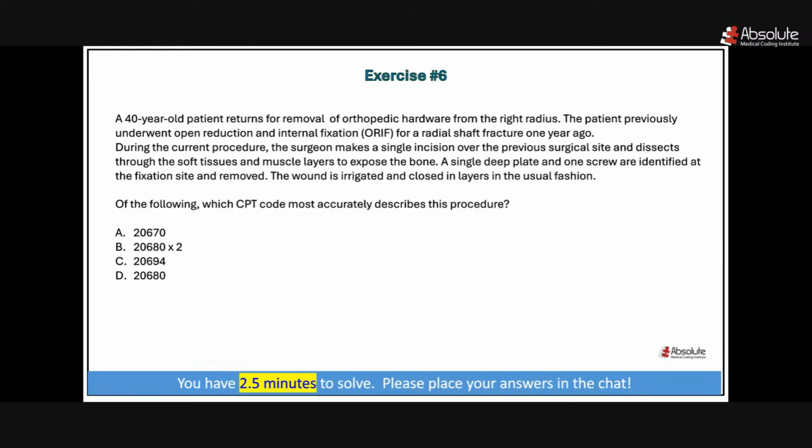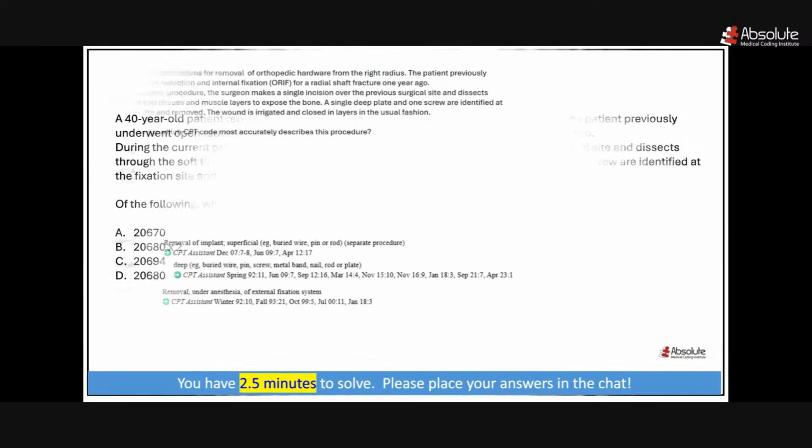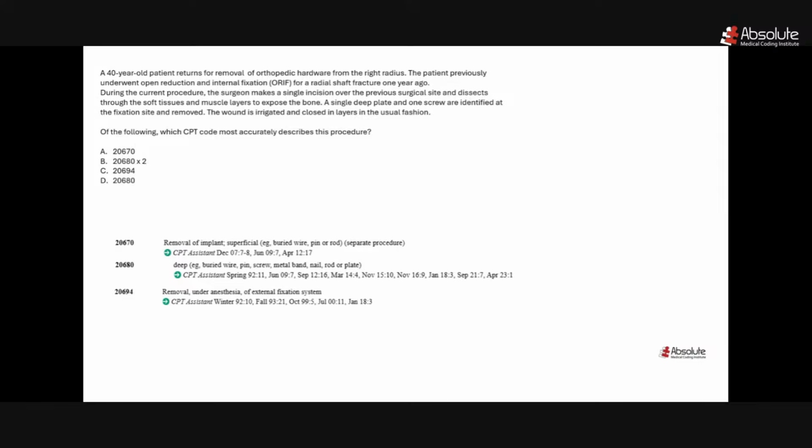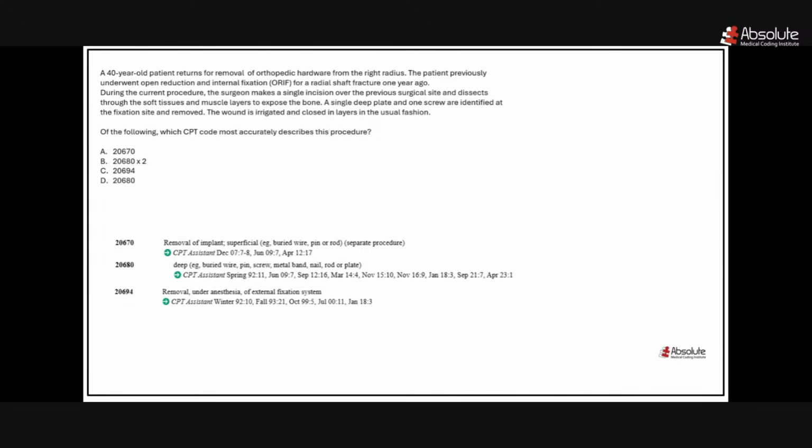All right, coders. I can see some wonderful answers in the chat. So let's go through this. We have a patient here for an orthopedic hardware removal, and a single T plate and one screw were removed from the right radius. You can see in the image how an internal fixation device looks. And let's look into the CPT codes now. 20670 is for a removal of an implant, superficial.